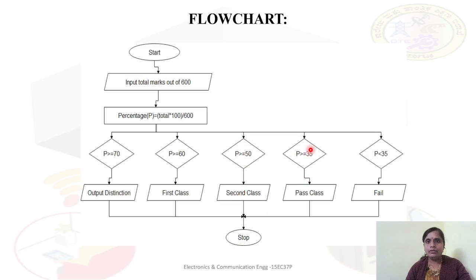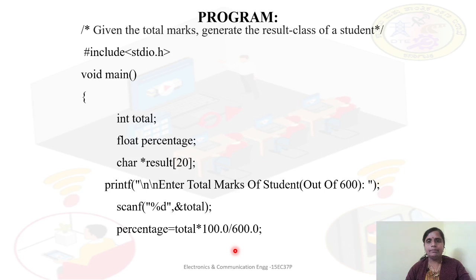If it is greater than or equal to 35, your output is pass class, you come out of the loop. And lastly, if your percentage is less than 35, then we declare the result as fail, and come out of the loop. So this is a very simple implementation of your if else program.